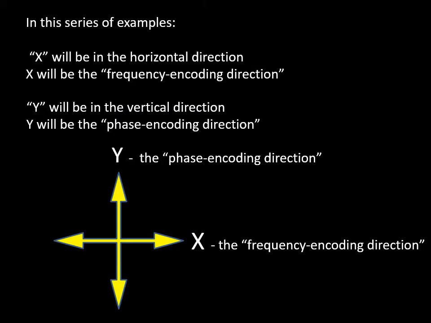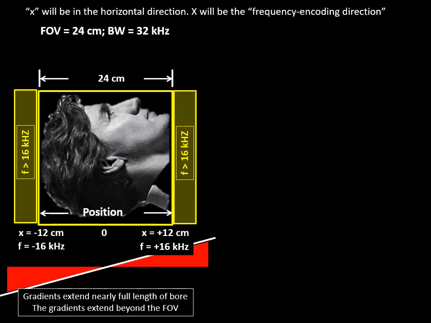In the illustrative examples that follow, the convention that will be used is that X will be the horizontal direction and it will be called the frequency encoding direction. Y will be the vertical direction and Y will be called the phase encoding direction, as illustrated in this diagram here. Let's use an example of the head.